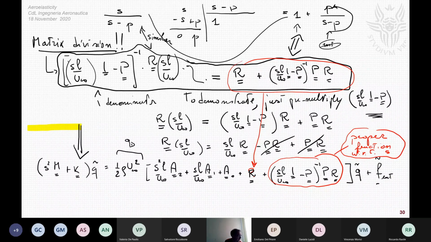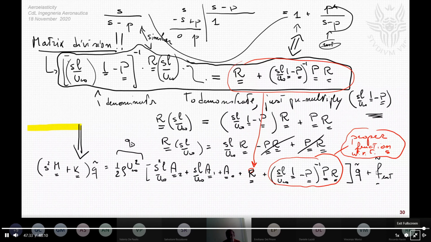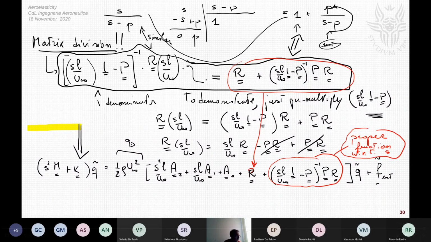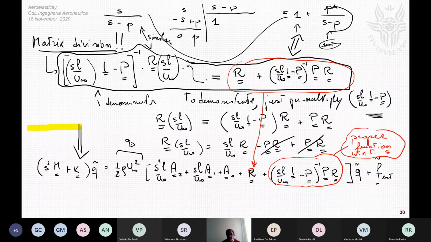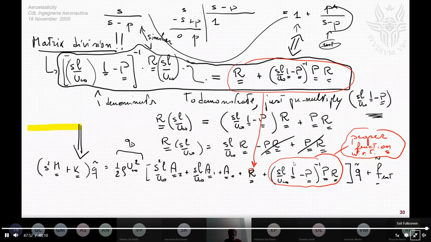I want to take a break, and now I am really ready for going back to the time domain and show you that we have a state space form for our elastic system with a set of ordinary differential equations. Okay, let's have a break.